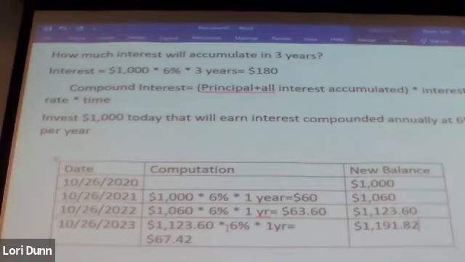And that's how the world works. You know yourself, you put money in your savings account, it earns interest. The next year they don't go, oh, you only put $1,000 in originally. No, they say, what's your new balance? And that's what we're going to compute interest on. That's what compounding is about.